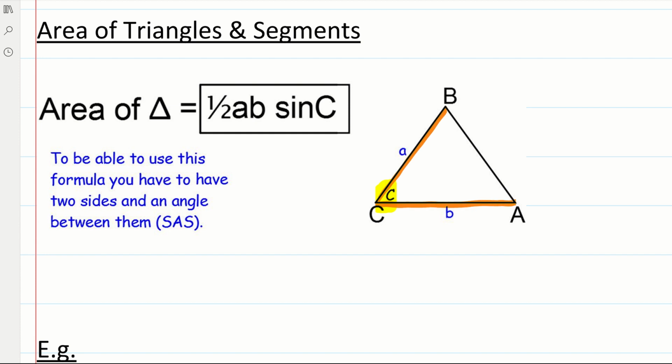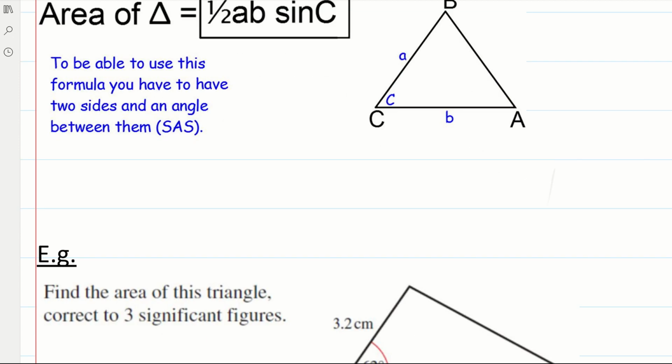So if you've got C, you have to have A and B. If you have C, for example, and A, and you need to use those two, then you must have the angle B. So the angle that you use has to be the one trapped between the two sides.